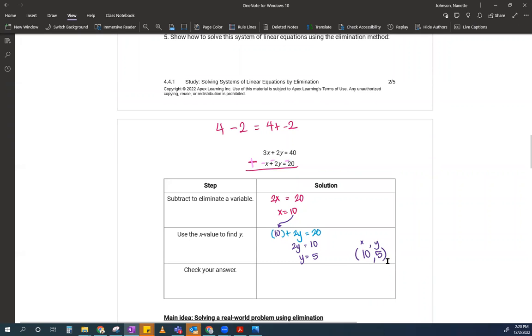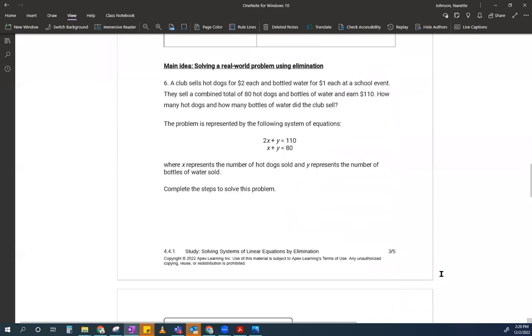So x comma y is 10, 5, and then they'd want you to check your answer. I'm going to leave that to you so you can check your answer and make sure that we're right. You need to check your answers, especially, this is like one of those tests I keep saying, right? One of those tests where you can get everything right because you've checked your answer. All right, let's continue.